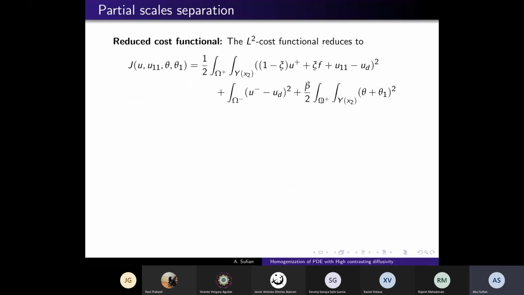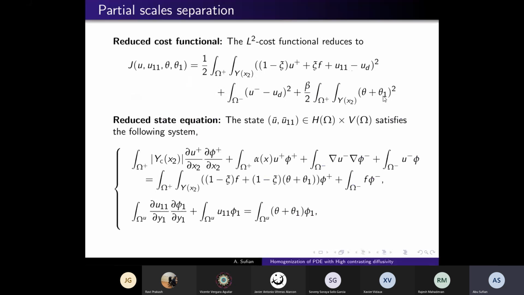But the cost functional will be the integral of y x2 (theta plus theta y1) squared, because theta 1 is dependent on y1. That is why we cannot write this as earlier, where we had integral over omega plus times the measure of y x2, but here we don't have it because of theta 1. Again, the state equation is going to be a coupled system. As earlier we had one full variational equality, but here we are going to have a coupled system.